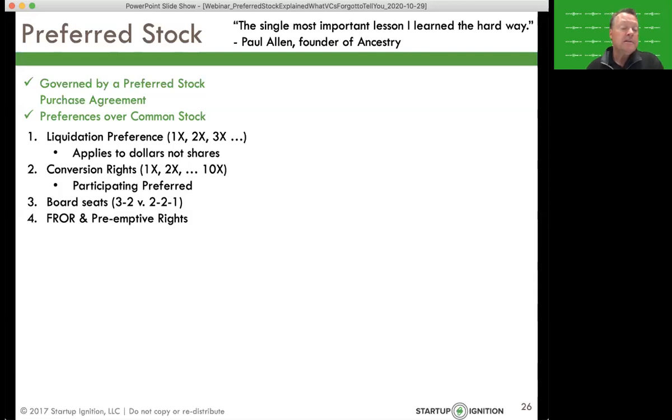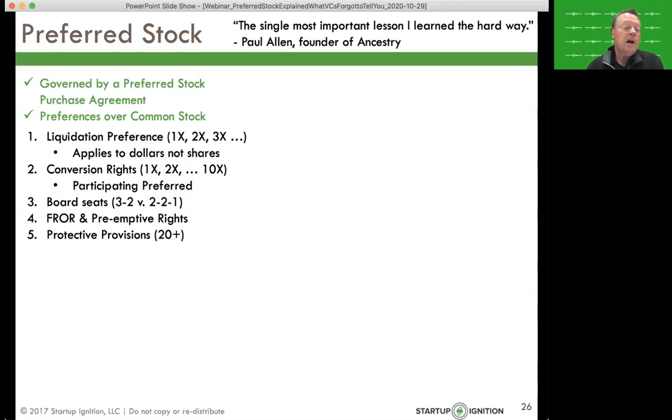Preemptive rights is similar, except it's when the company goes to sell new shares and the company would want to sell to a new shareholder that's previously not been in the company. The existing preferred shareholders can preempt that sale and do the deal themselves. This is how they accumulate more stock in the company.